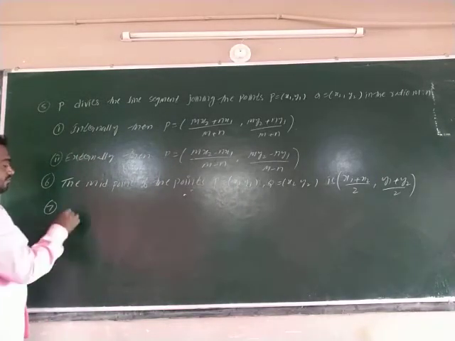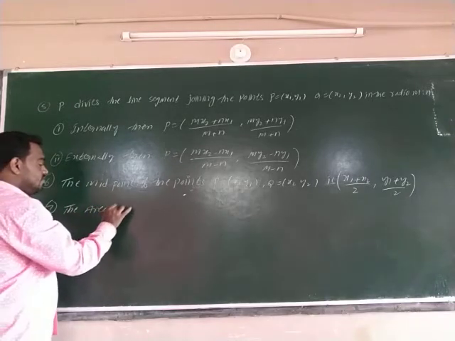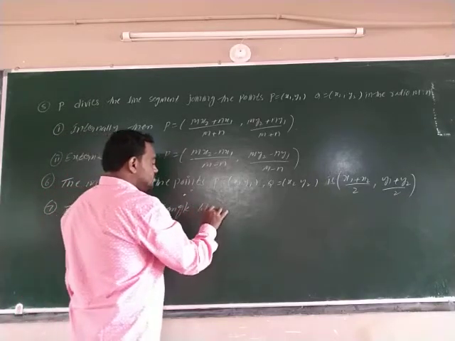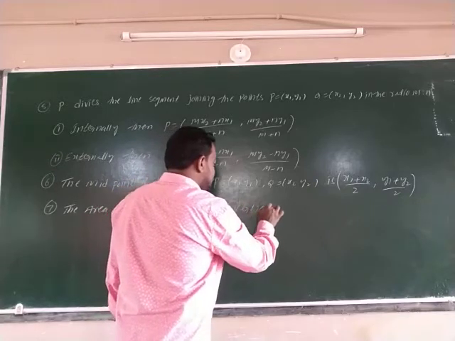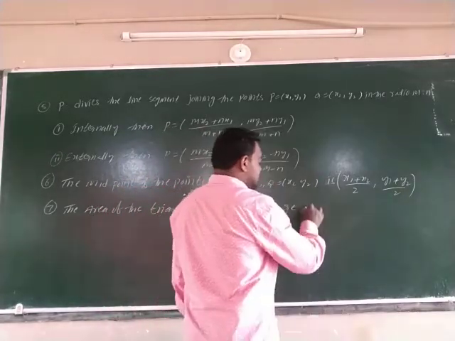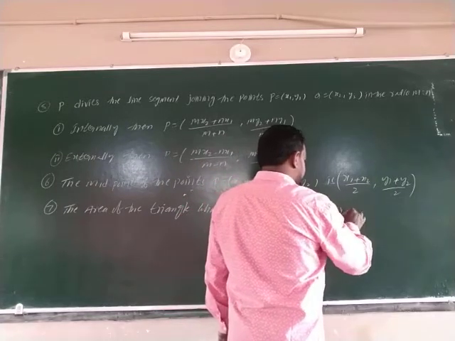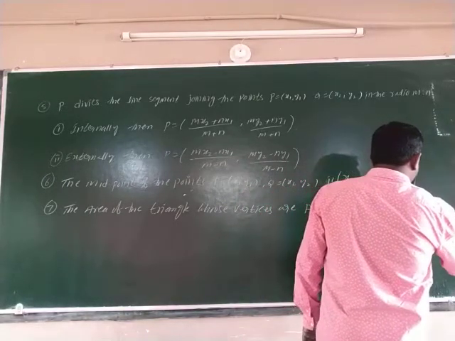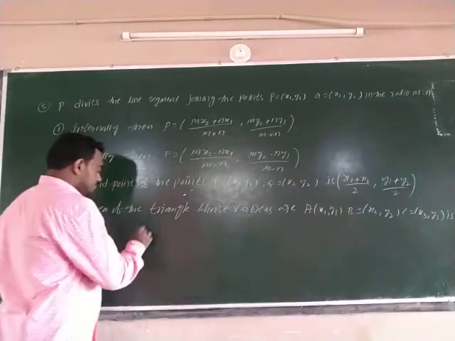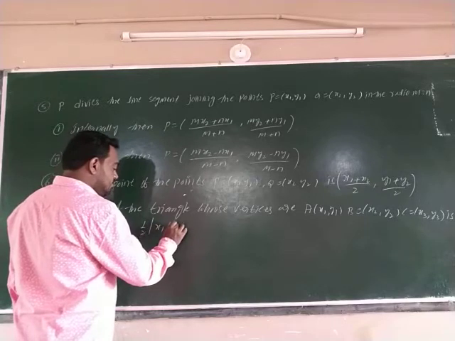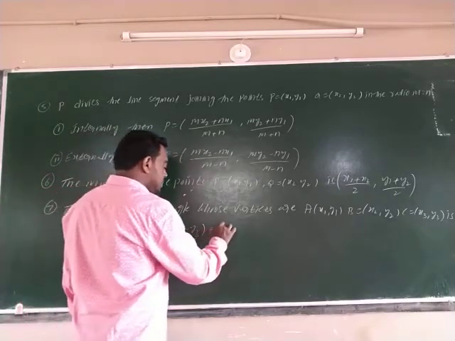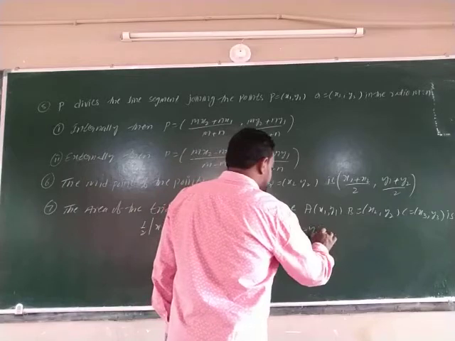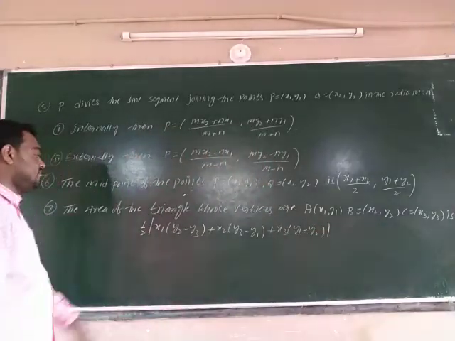Next, the seventh formula. The area of the triangle whose vertices are A (x1, y1), B (x2, y2), C (x3, y3) is 1 by 2 into modulus of x1 into (y2 minus y3) plus x2 into (y3 minus y1) plus x3 into (y1 minus y2). This is the area of the triangle formula.